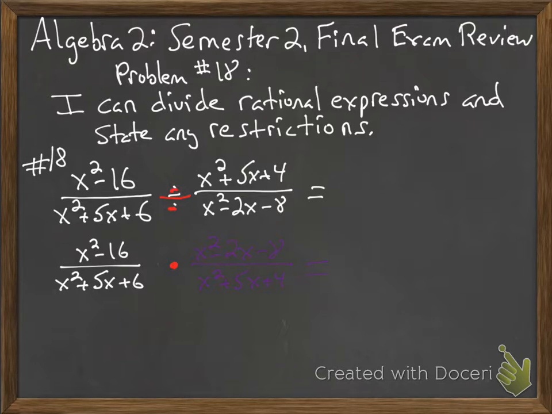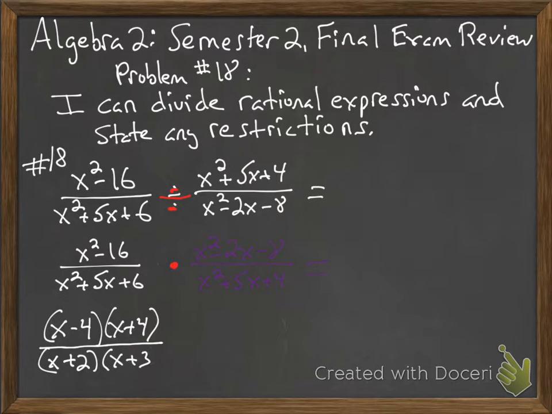In my first rational expression, that's the difference of two squares: x minus 4 times x plus 4. Those are conjugates. The bottom is a trinomial, which, with trial and error or after some experience, we know is going to be x plus 2 times x plus 3. Since I've changed it to a multiplication problem and flipped the fraction to its reciprocal, x squared minus 2x minus 8 will be x minus 4 times x plus 2.